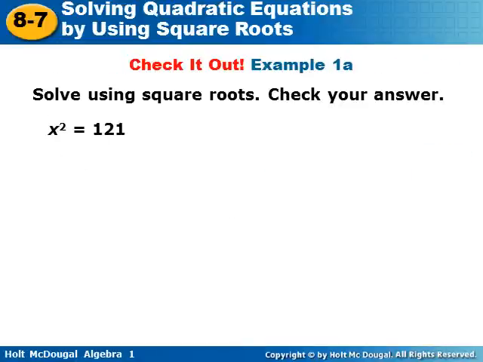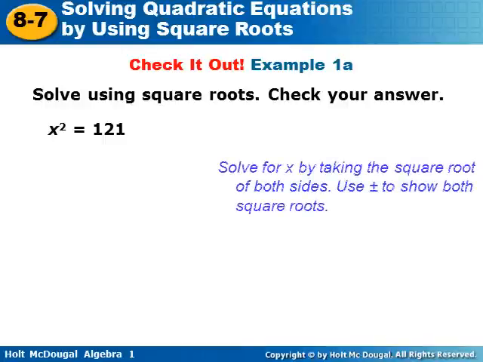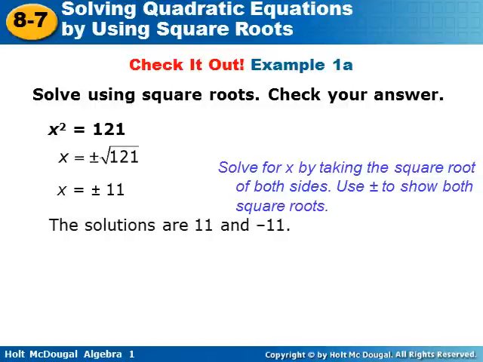Solve using square roots, check your answer. X squared equals 121. This one's for you to try and then you can check back for your answer. So we're going to solve for x by taking the square root of both sides using plus or minus to show both square roots. And we get x equals plus or minus the square root of 121. The square root of 121 is 11, so we get x equals plus or minus 11. So the solutions are 11 and negative 11.